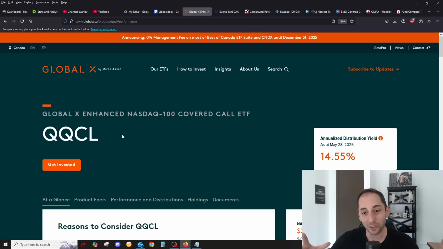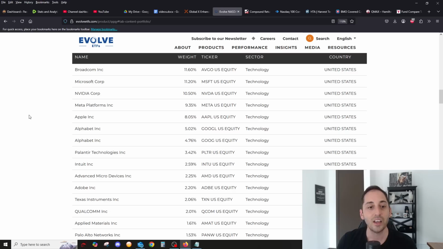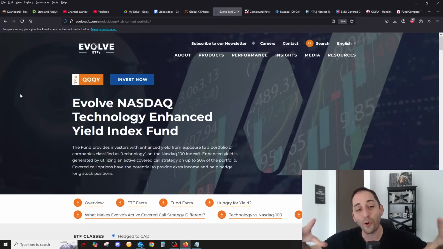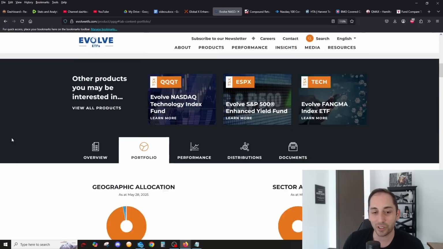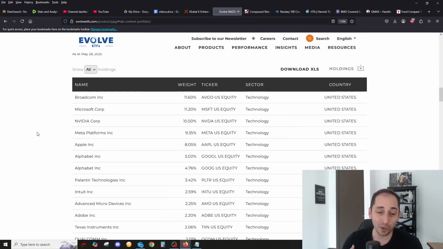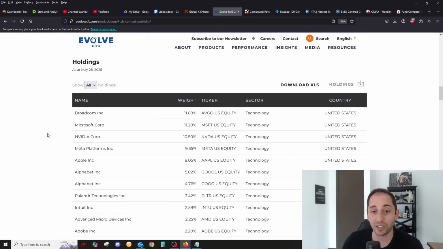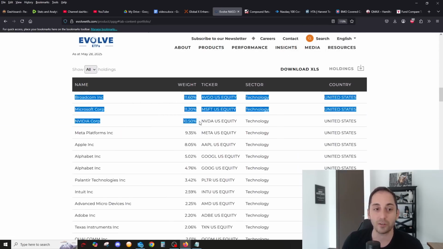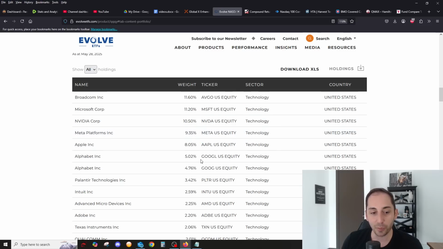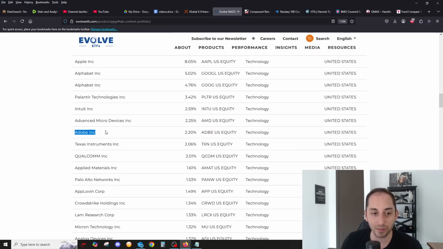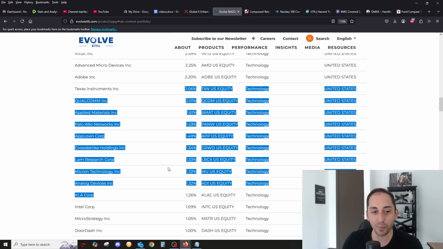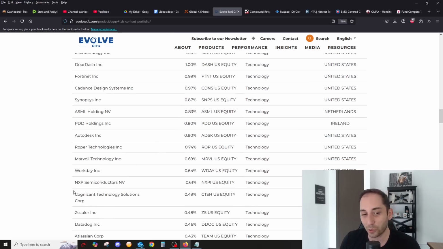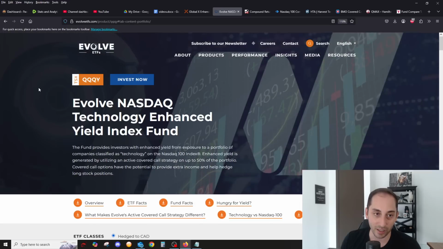QQCL is not pure technology, it's 50% technology, and it's the pure Nasdaq 100 index. This is the Nasdaq 100 index, but only the tech stocks in there. But what I personally like about it too is it's also market cap weighted. That's why you see Broadcom and Microsoft and Nvidia and Apple have bigger percentages versus Intuit and Adobe. And the more you go down, the smaller the percentage is. So this is not an equal weight. This is also market cap weighted.